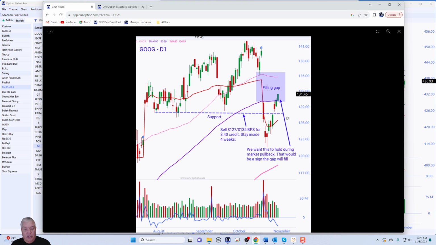a number of touches. So in this case, this should actually be the 137. That was a typo on my part. I want to sell the 137, 135 bullish put spread for a 40-cent credit.